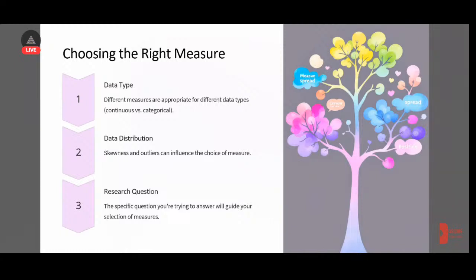And choosing the right measure. For your data type, different measures are appropriate. It can be continuous or categorical. And for the data distribution, skewness and outliers can influence the choice of measure. And lastly, for the research question, which is going to be done in the subsequent videos, the specific questions you are trying to answer will guide your selection of measures. Thank you very much for watching. See you in the next video.